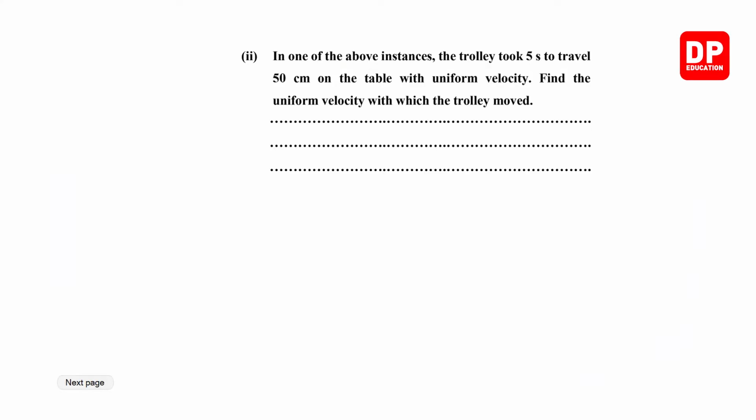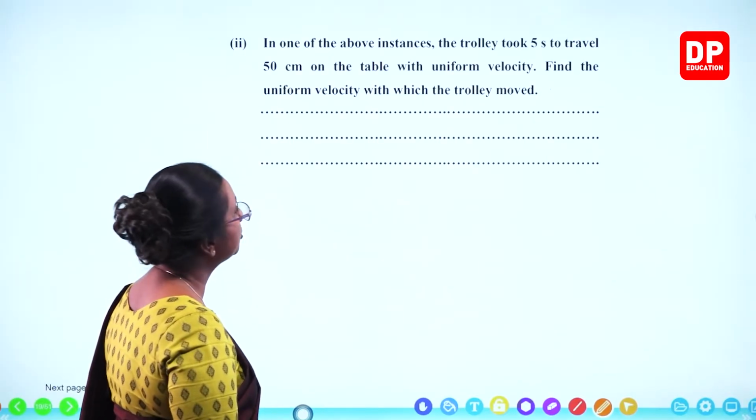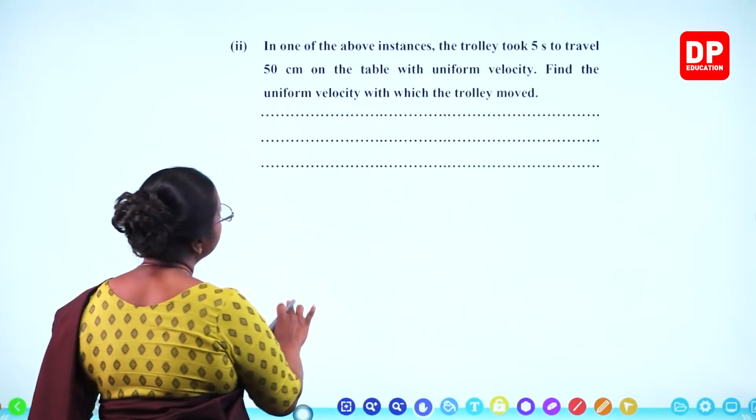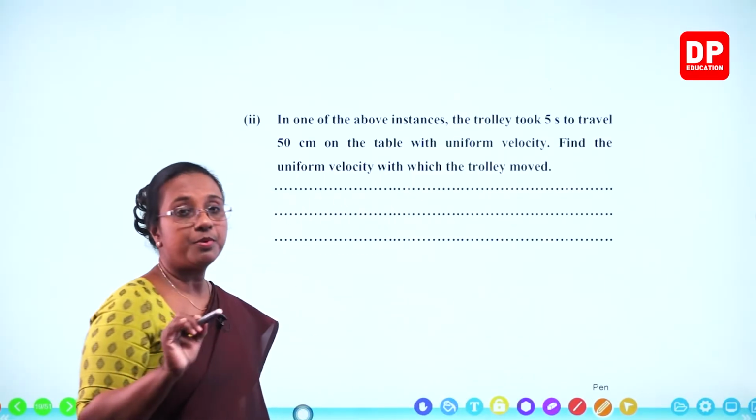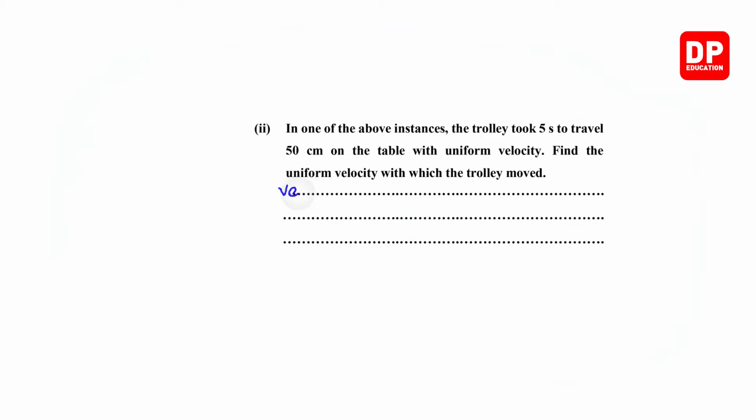That is the second part of the question. In one of the above instances, the trolley took 5 seconds to travel 50 centimeters on the table with uniform velocity. Find the uniform velocity with which the trolley moved. So here, when you do a calculation, it's very important that you write the equation. So first, to find velocity, what is the equation? Velocity equals displacement divided by time. You have to write that.